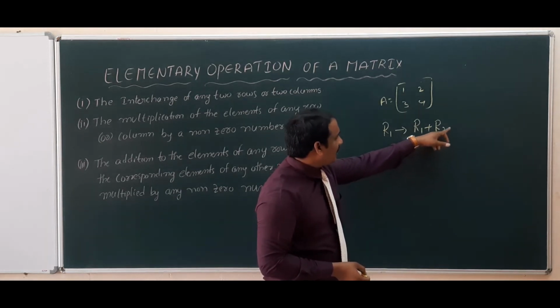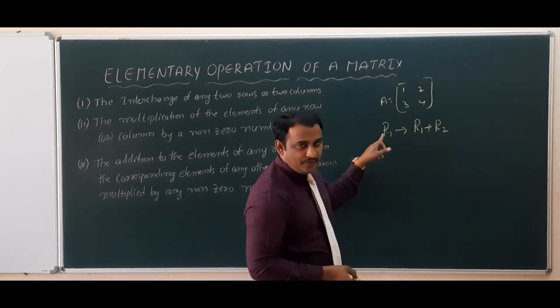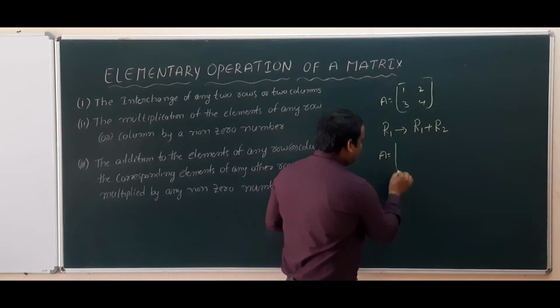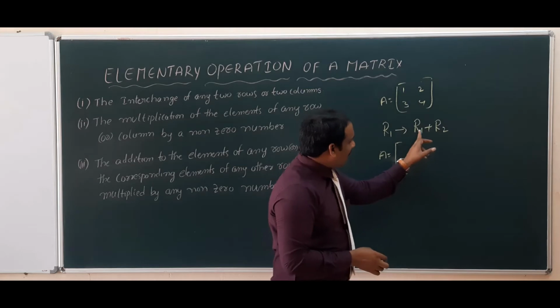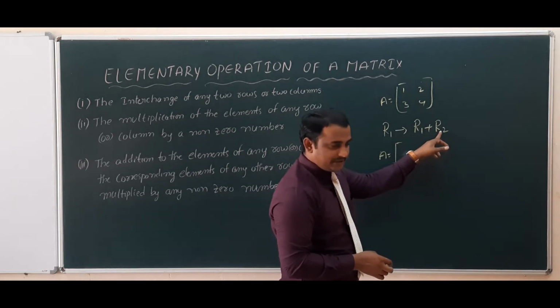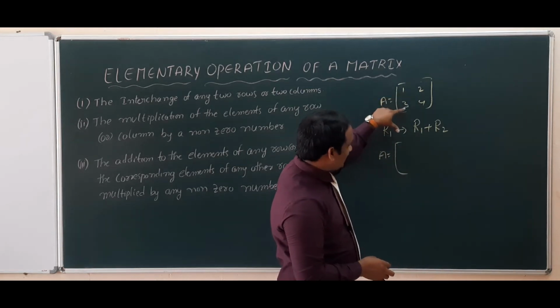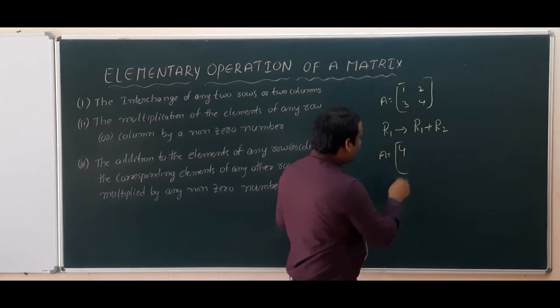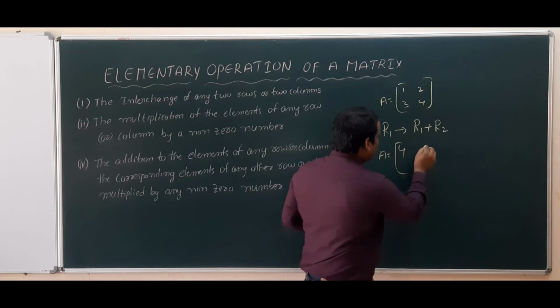After that, the corresponding elements you have to write in the place of the first row. Now A equal to, I am writing here, the condition R1 and R2 both you have to add in the first row. R1 plus R2 means 1 plus 3. Where will you write it, in the place of R1? 1 plus 3 value 4. Next 2 plus 4 value is 6.